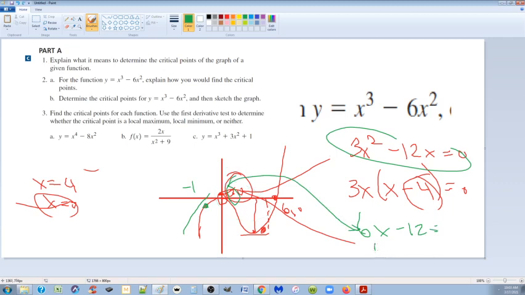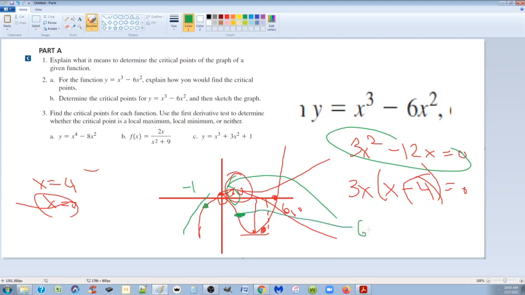So sure enough, 0 minus 12 is equal to minus 12. So that's a negative, and I know that's a max. I might as well show you that now because it's useful. The other useful thing about the second derivative is that it's going to teach you inflection points.